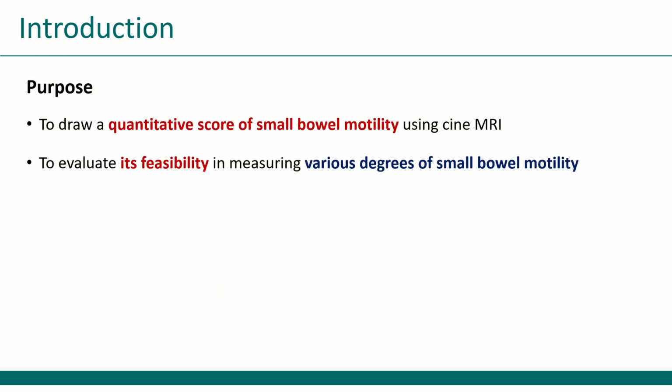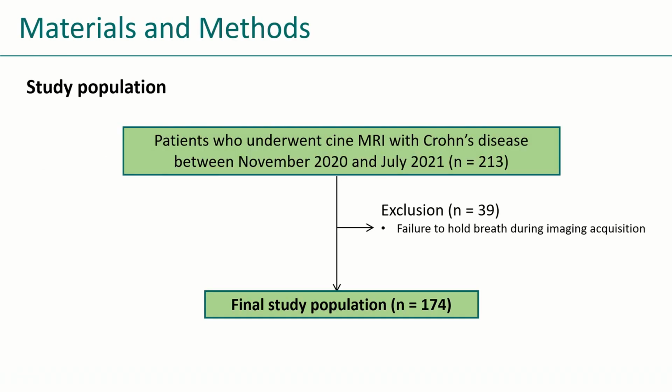Therefore, our study aimed to draw a quantitative score of the small bowel motility using Cine MRI and to evaluate its feasibility in measuring various degrees of small bowel motility. We enrolled 213 patients suspected of having Crohn's disease who underwent Cine MRI between November 2020 and July 2021. After excluding 39 patients unable to hold their breath during imaging acquisition, 174 patients were finally included in the study population.